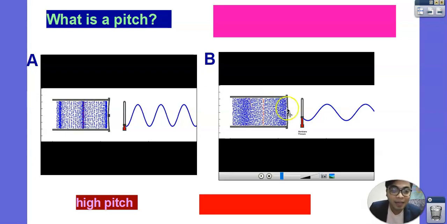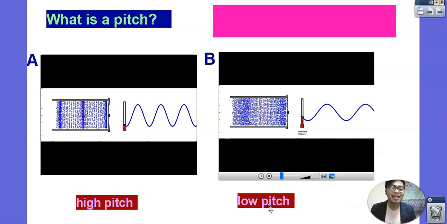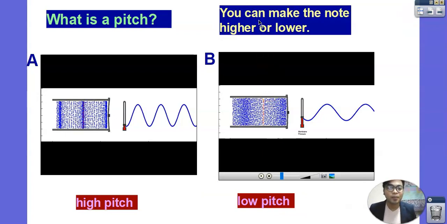However, if the sound waves here are spread out compared to this one, it shows that it has a lower pitch than letter A. So what now is a pitch? So pitch talks about having a high or low note. That's why you can hear it that way. It's a really high note, and sometimes it becomes very painful to the ears. And lower note if it is good for the ears.